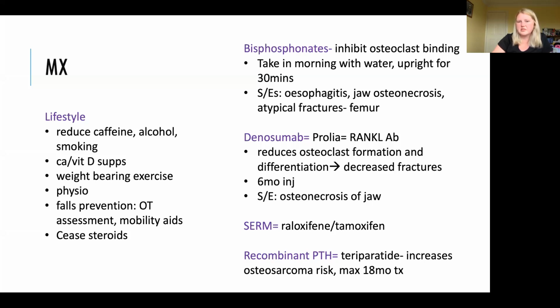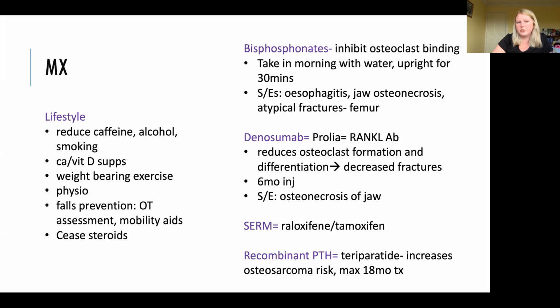Bisphosphonates are by far the most commonly used. There are multiple options in that class, including oral and intravenous options. In more recent times, Prolia has become quite popular. It's denosumab, a monoclonal antibody against RANK ligand, which is important for osteoclast formation, and therefore we can decrease fractures with either one of these drugs.